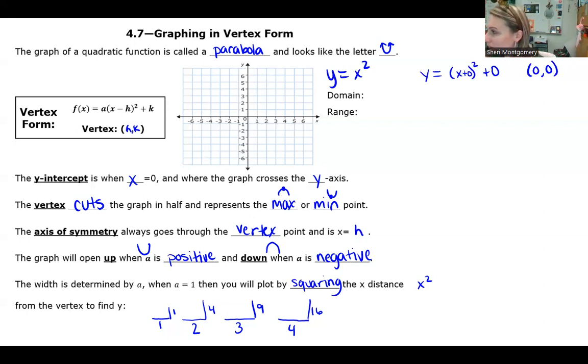And what is A? One. Okay, so when A is 1, then we use this movement down here. That means we just go normal squaring. We're going to put a vertex over here at 0, 0. That's the vertex. And then it says that we're just going to move in a normal x squaring movement. So I'm going to go over 1 squared, or 1 times 1 is 1. So I put my point right there.